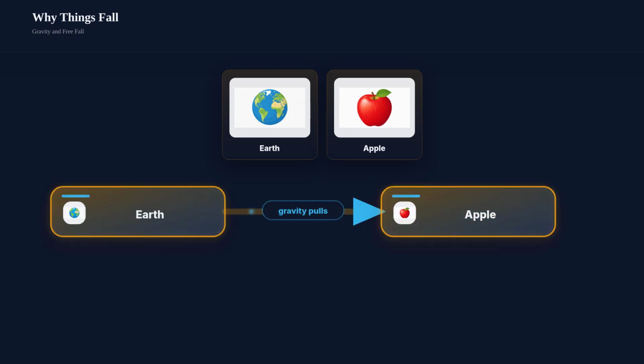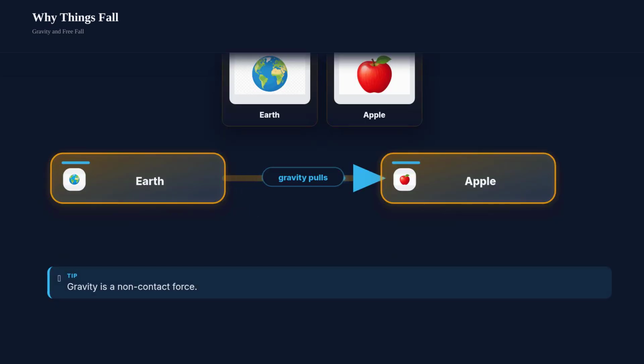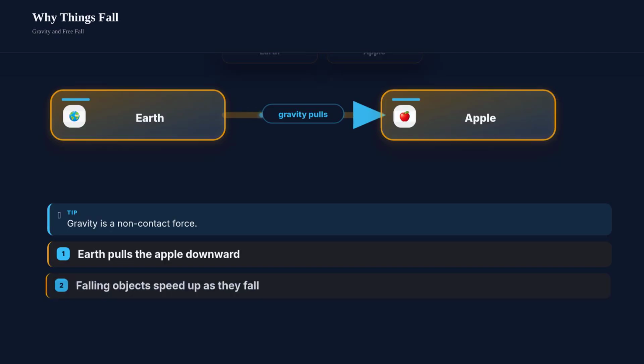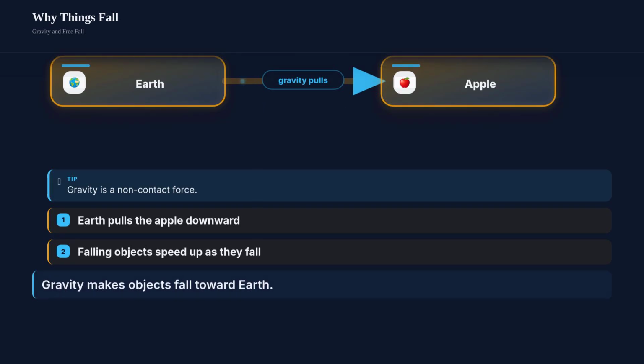Gravity reaches from Earth to the apple, even when nothing is touching it. That is a non-contact force. It means the pull can happen through space, not by a hand or a rope. So the apple moves because Earth is pulling it downward. And the apple keeps speeding up as it falls, which we call acceleration. We can ask a simple mystery question: if nothing is touching the apple, why does it start moving at all?